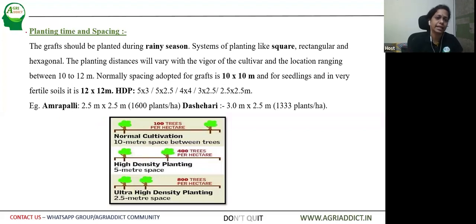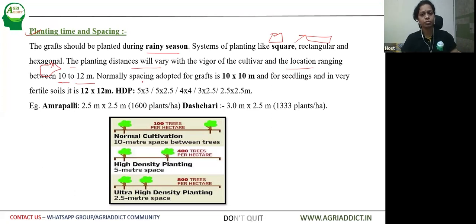Then the planting time and the spacing. So the grafts should be planted during the rainy seasons, as we have seen earlier. Then the systems of planting followed here are square planting, rectangular planting, and hexagonal planting. The planting distances will vary with the vigor of the cultivar. So whether the cultivars are fast growing or put forth more or less canopy, it all depends on the location also. However, among the square, the traditional method of planting is 10 by 10 or 12 by 12, which is in between those two.